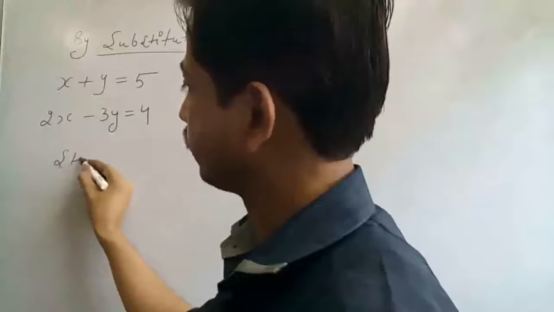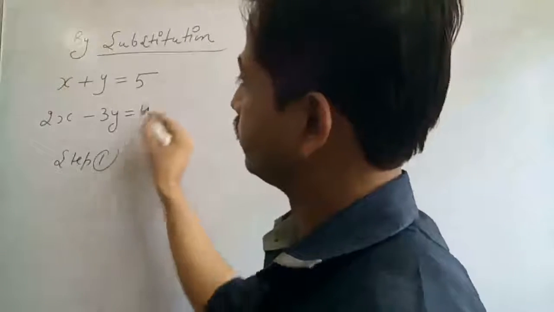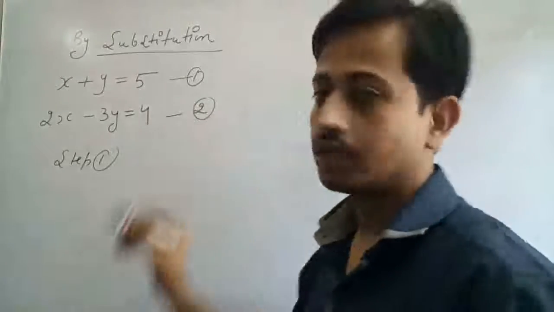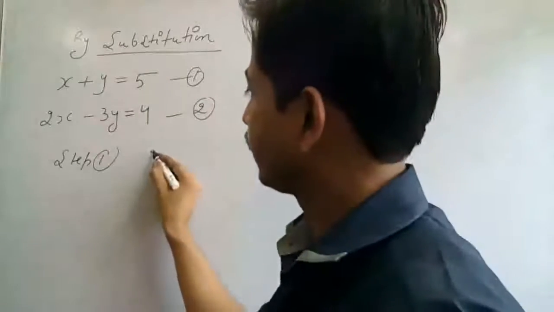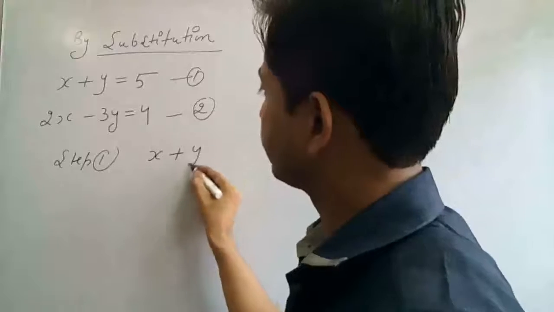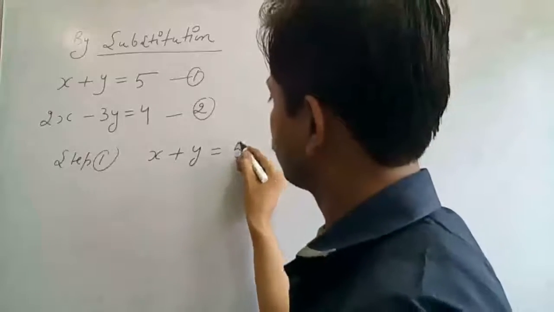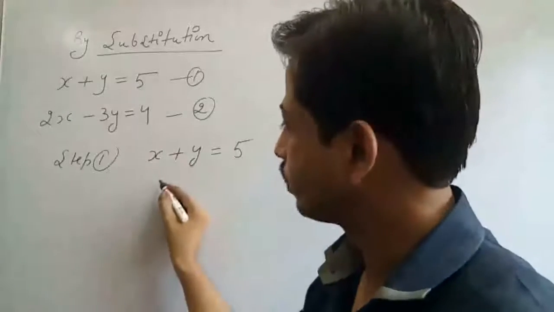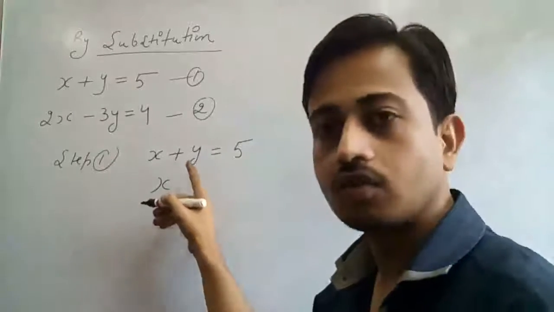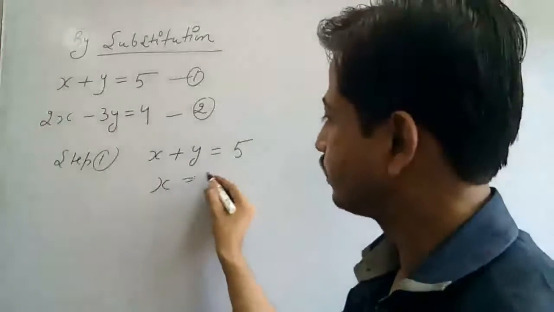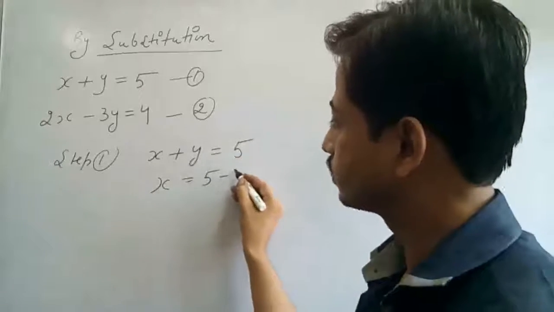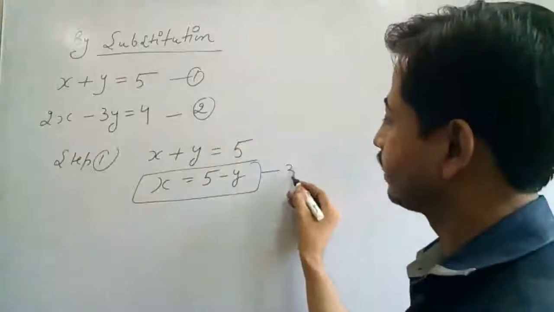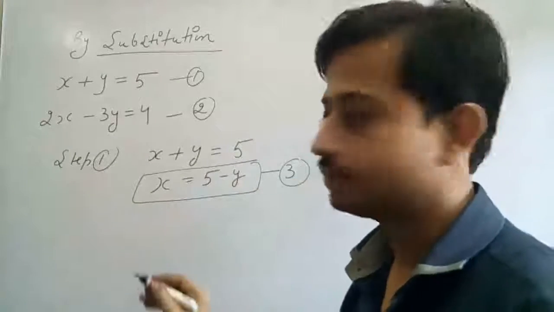Step 1. This is equation 1, this is equation 2. By using equation 1, x plus y is equal to 5, get the value of x in terms of y. What you have to do? Take y on the right hand side. It becomes x equals 5 minus y, and make it equation number 3.